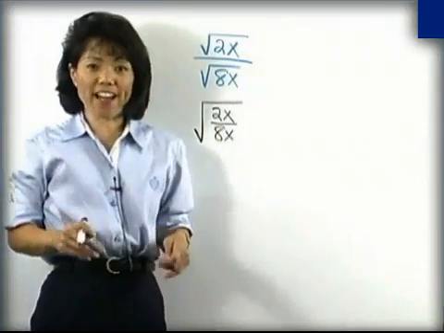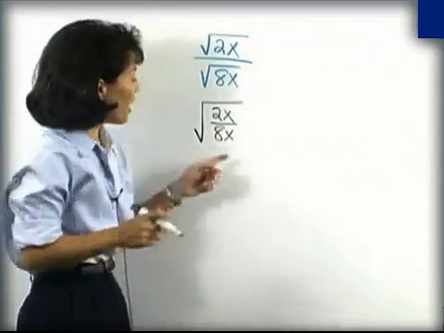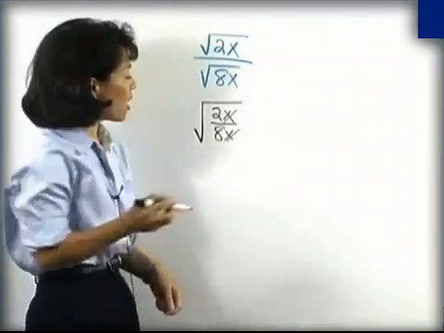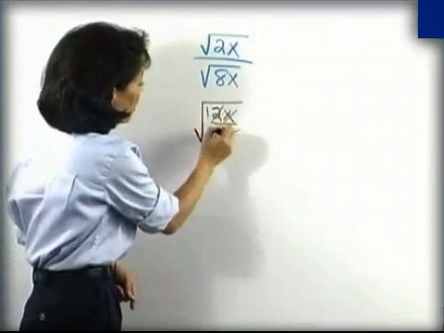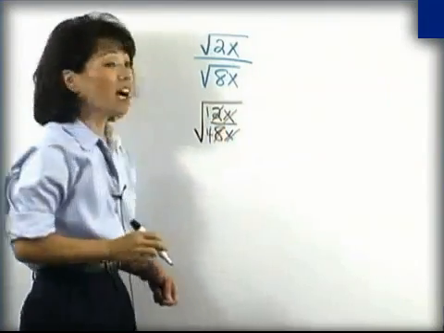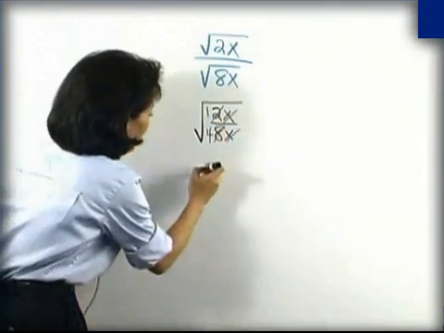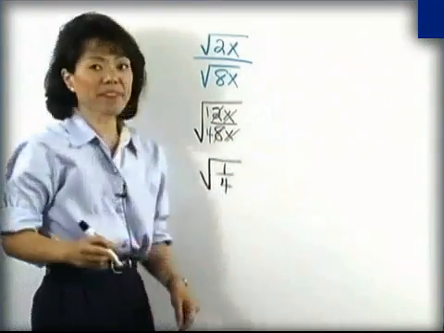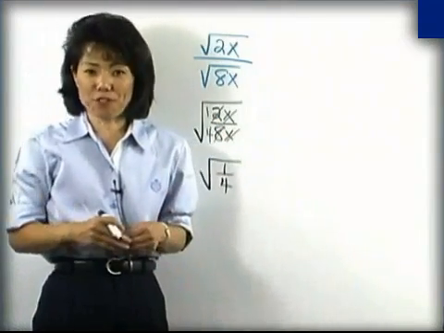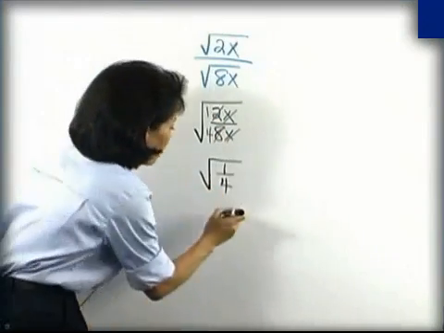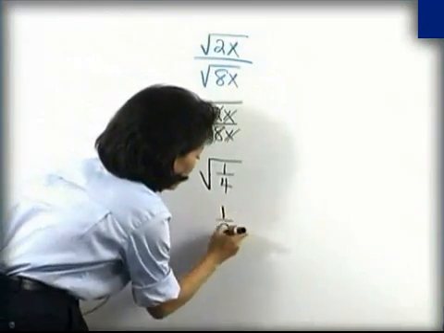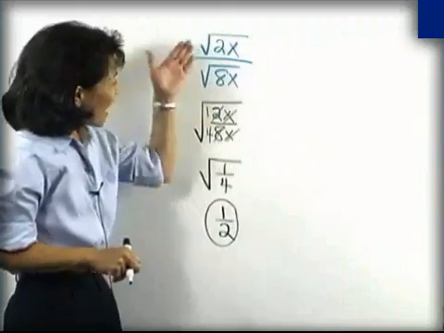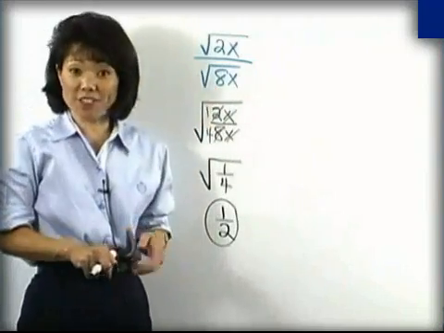Once we write it that way, I think you can identify that we can divide out these x's at the same time. 2 goes into 2 once, into 8 4 times, so all we have left here is the square root of 1/4. Now I know you know that 1 is a perfect square and 4 is a perfect square, so this reduces simply to the fraction 1/2. That one turned out a little bit easier probably than you anticipated.